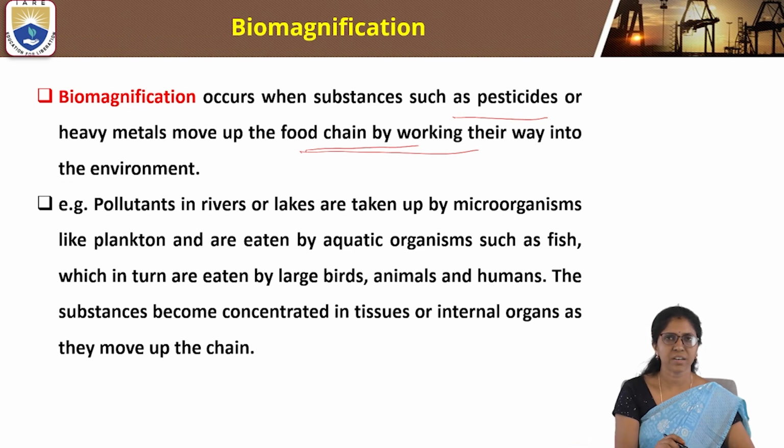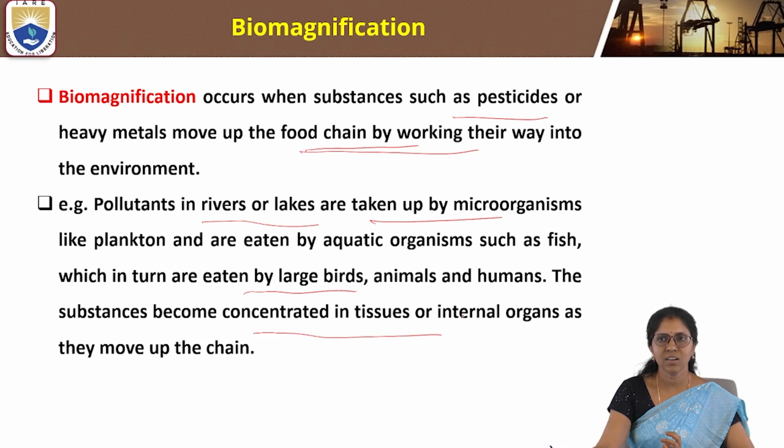An example of this biomagnification is pollutants in rivers or lakes. These are taken up by microorganisms like plankton and are eaten by aquatic organisms such as fish, which in turn are eaten by large birds, animals, or humans. So the substances become concentrated in tissues or internal organs as they move up the chain.